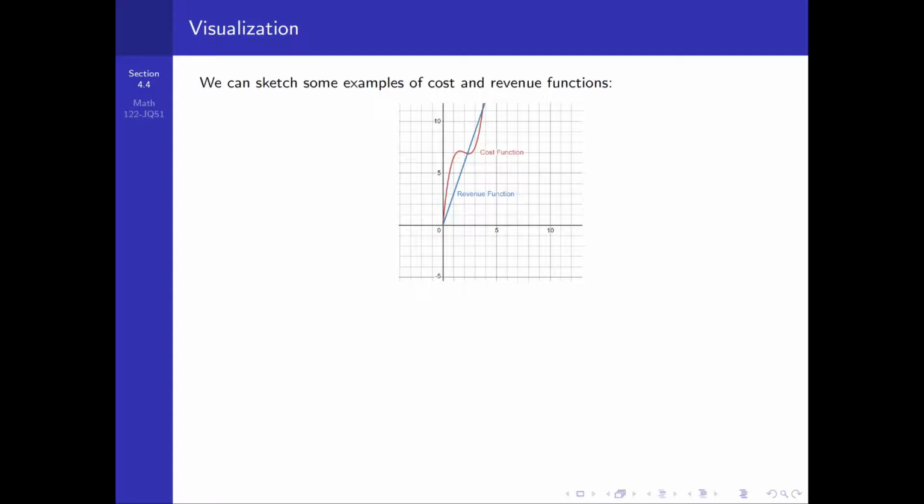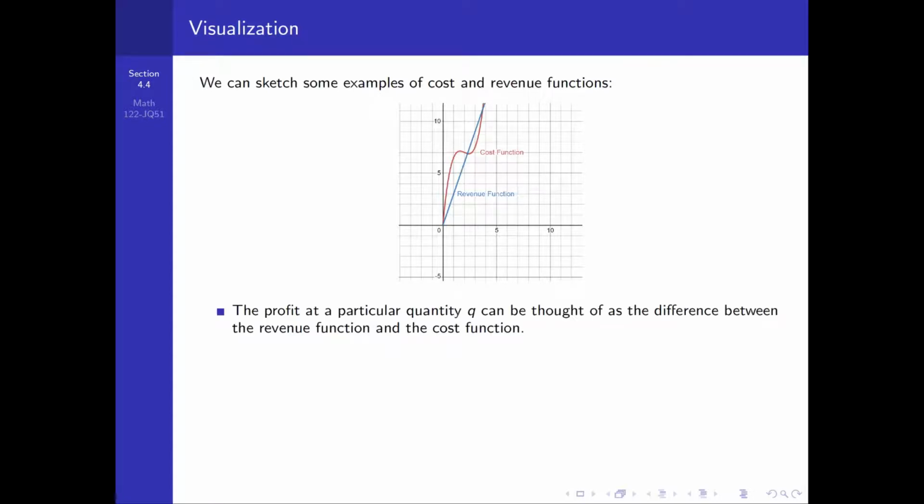two functions here. So the profit at some particular quantity Q can be thought of as the difference between the revenue function showing up on the coordinate plane here and the cost function. So maybe I'll draw an example of that. Let's say at Q equals 1, I want to see what the profit is going to be. Well, I'm going to look at the distance between the cost function and the revenue function. And in this case, the profit is actually going to be negative because the cost function is bigger than the revenue function.